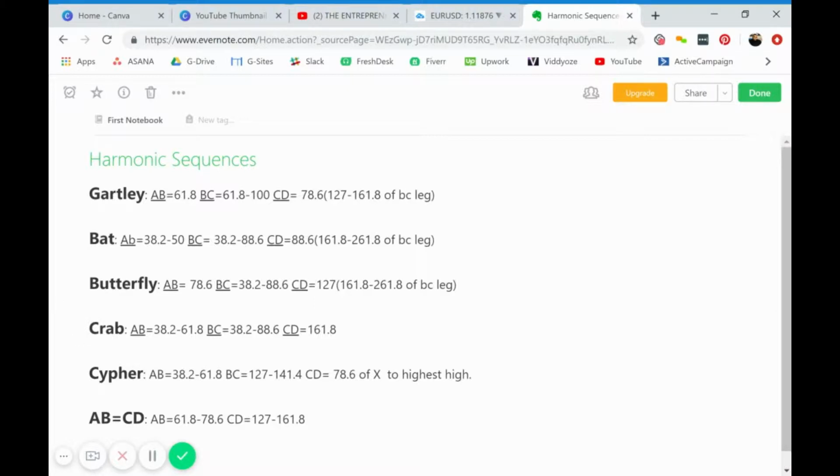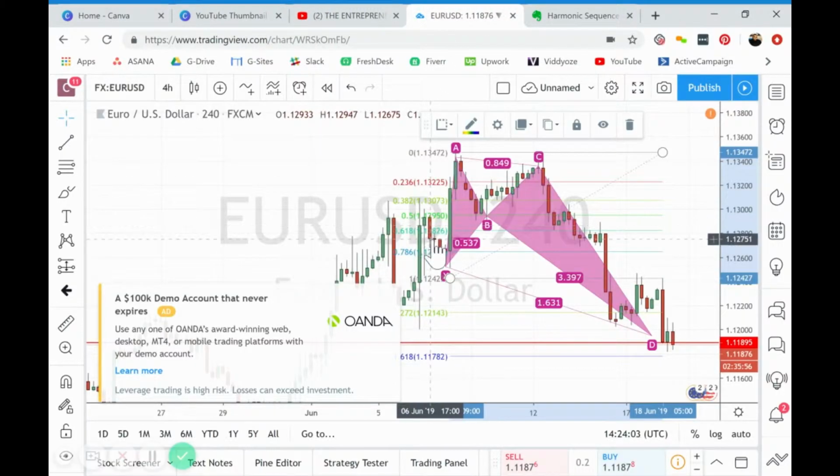But the crab pattern says that the AB retracement should be anywhere between 38.2 and 61.8. And when I refer back to what we're looking at here, the AB retracement pulls back into our 50% zone, so it's definitely in between 38.2 and 61.8. That's all we want to validate, okay? So that makes the A to B pullback valid.